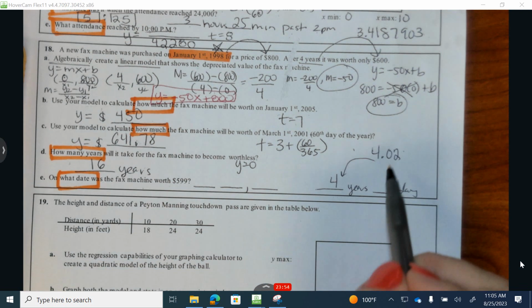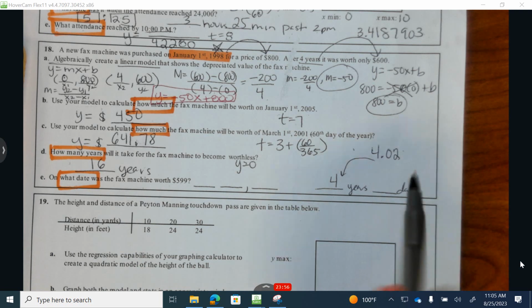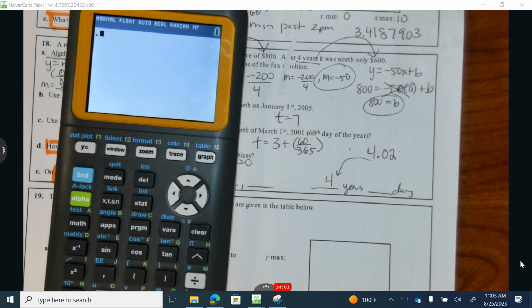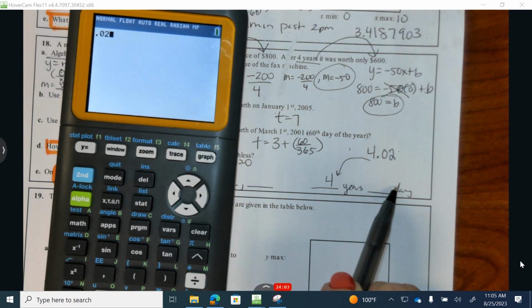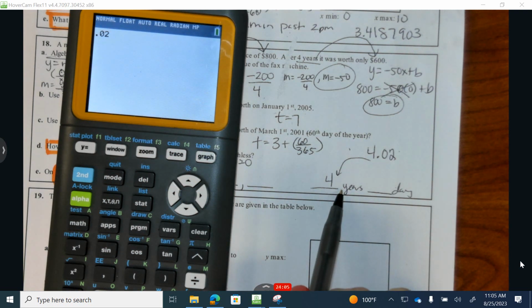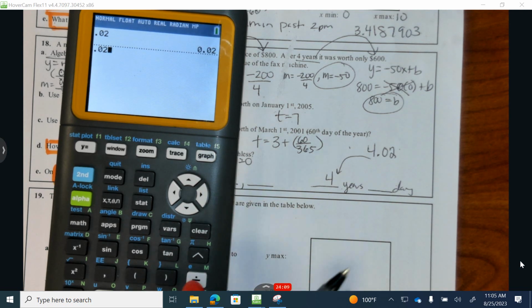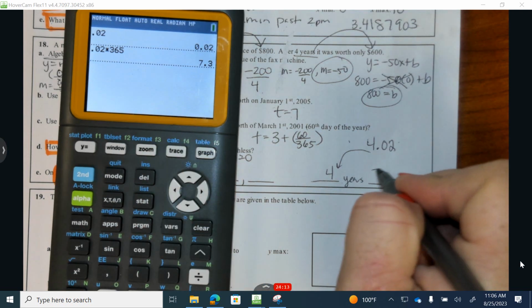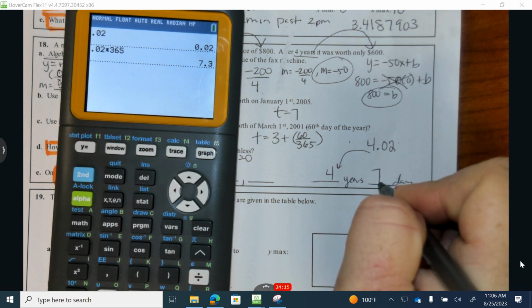But there's some more. Does this mean 2 days? It does not. Come back up here. Let's clear it out and type in 0.02. How many days are there in a year? We're going to round this to the nearest whole number. Oh, I'm sorry. 0.02 times 365. Rounded to the nearest whole number is 5.